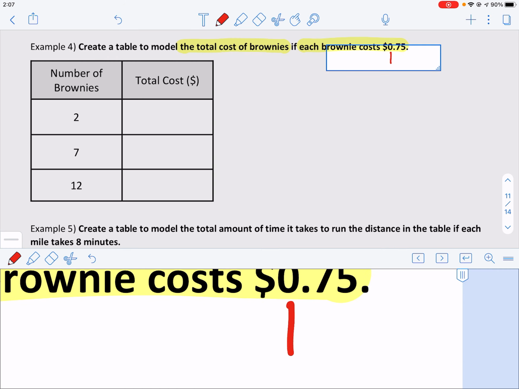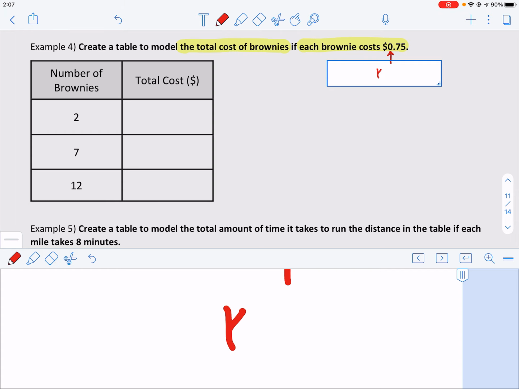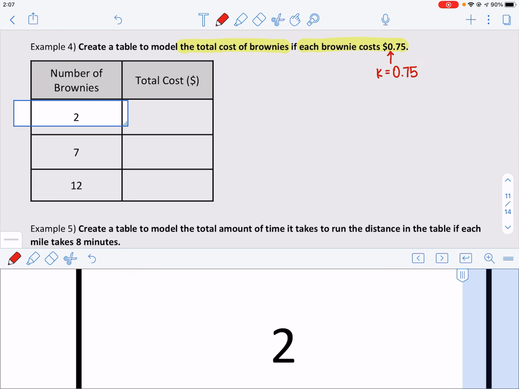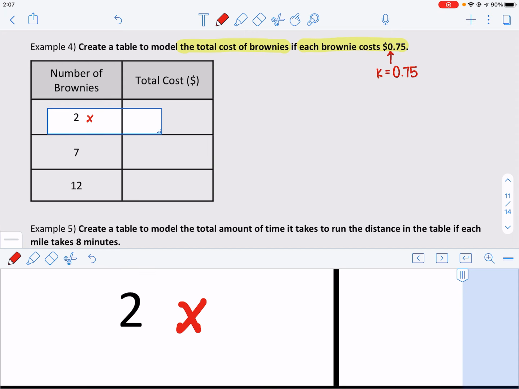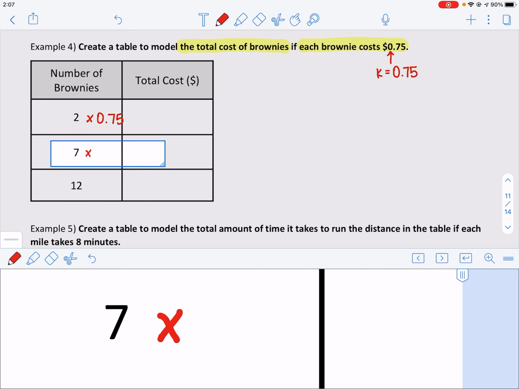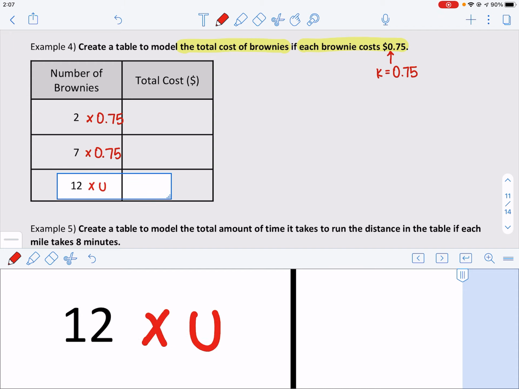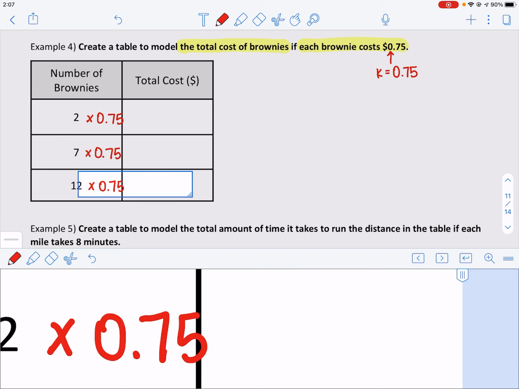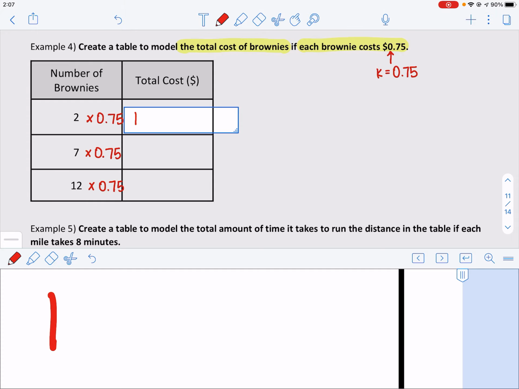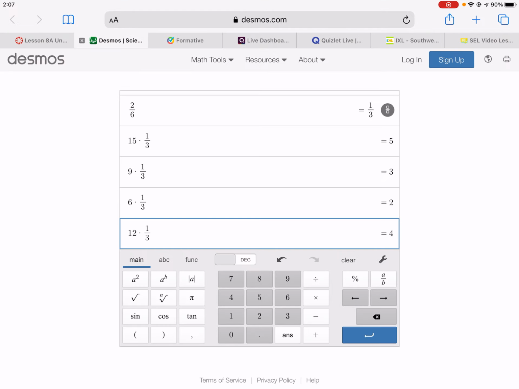Okay, we know each brownie, this 75 cents here, that's your k value. That's your constant of proportionality. So that just means you take your x value, you multiply it by that constant of proportionality, and it'll give you that y value. So take your x, multiply it by 75 cents, and you will now get your y value. You'll get your total cost that you would spend. Okay? All right, so we just got to type all these in.